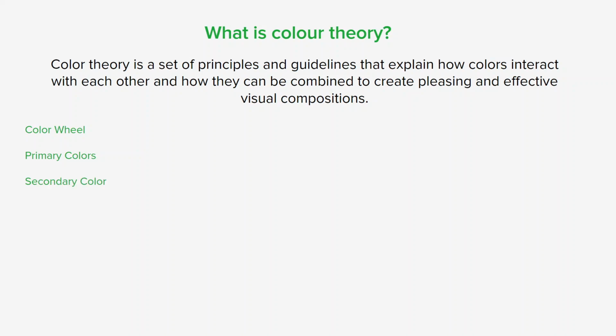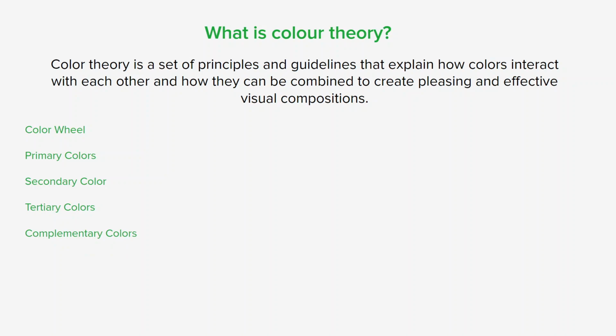Secondary colors are created by mixing two primary colors. For example, the red and blue primary colors will make purple, the blue and yellow primary colors will create green, and the red and yellow primary colors will create orange. So the purple, green, and orange are the secondary colors. Then you have the tertiary colors, and these are created by mixing a primary color with a neighboring secondary color. So for example, red and orange, blue and green, and yellow and purple.